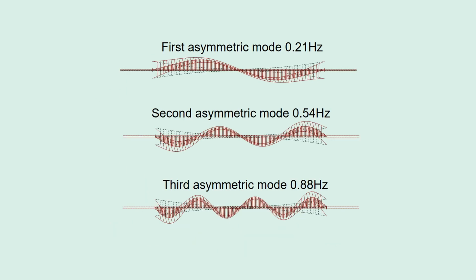These are the three asymmetric modes. That's for your reference. The third mode has a natural frequency of 0.88 Hz, which is the lateral vibration that occurred on the bridge.